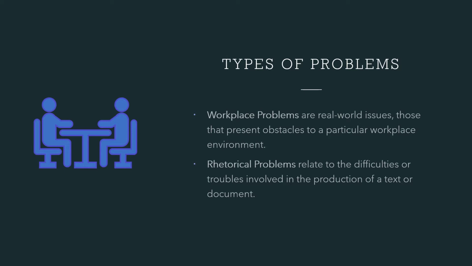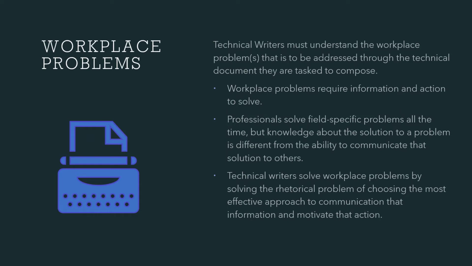These are real problems. Now, how we communicate that information, what that manual looks like, or what that sign looks like and says, are rhetorical problems. So they relate to the difficulties or troubles involved in the production of a text or a document, right? That in technical writing means a document meant to help solve that workplace problem. So workplace problems are the beginning of the work for technical writers.